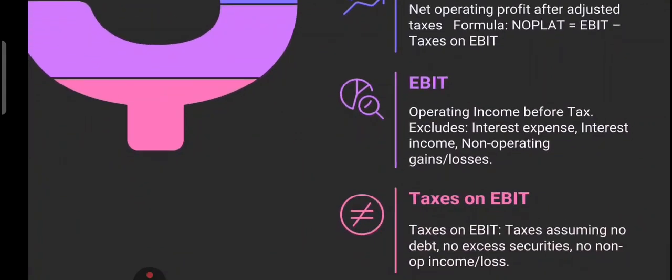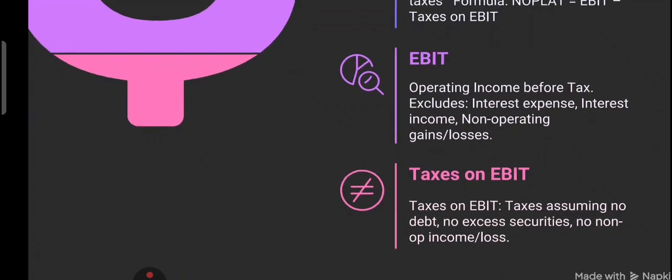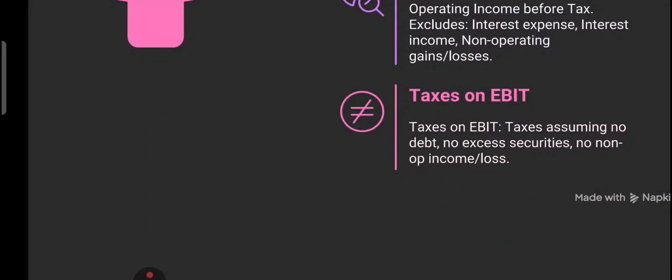What is EBIT? EBIT, earnings before interest and tax. This is the income the business made before paying off loan interest, before paying government tax. So it has not paid interest, it has not paid government tax. The total income the company has made is called EBIT. It shows how much the core business earned before any extra cost comes in. For example, if a bakery makes $10,000 before paying tax and bank loan, that is their EBIT. And what is the tax on EBIT? This is the theoretical tax a business would pay if they had no loan, no extra cash lying around, no weird gain or loss. It gives a pure view of the tax impact on operating profit.